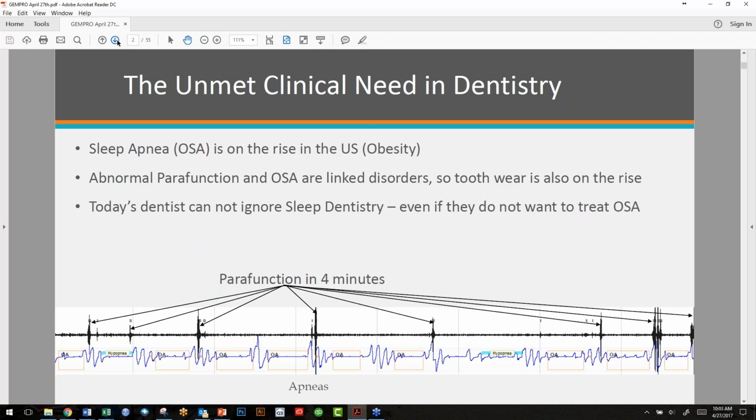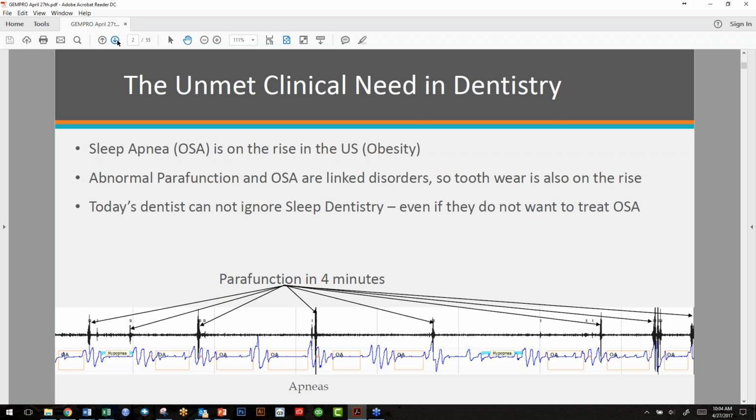The unmet clinical need in dentistry, the way we see it, is that OSA in America is on the rise, and it's primarily due to obesity. There are some other reasons, but for the most part, we're getting bigger, and bigger people have worse airways. If we agree that airway abnormal parafunction and OSA are linked, then we can also agree that parafunction is on the rise. There's a linearity between obesity, OSA, and parafunction. So as a result, today's dentists just can't afford to ignore this.